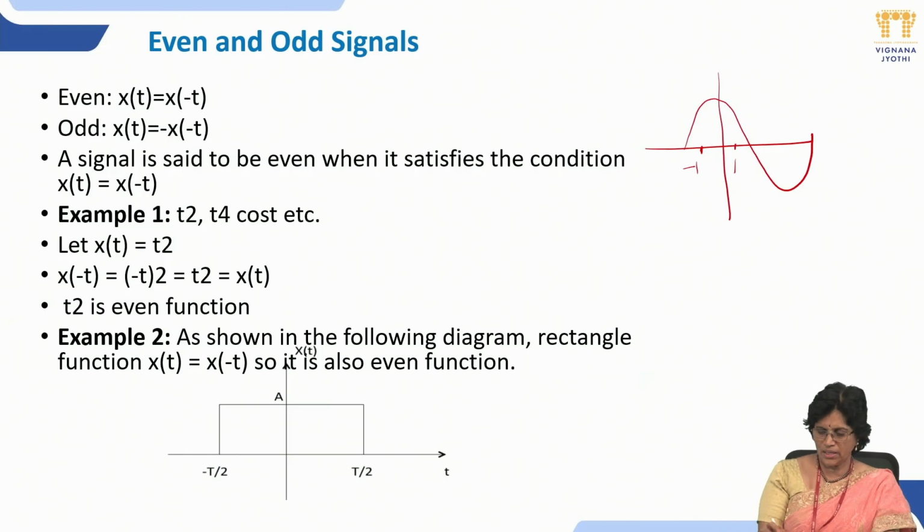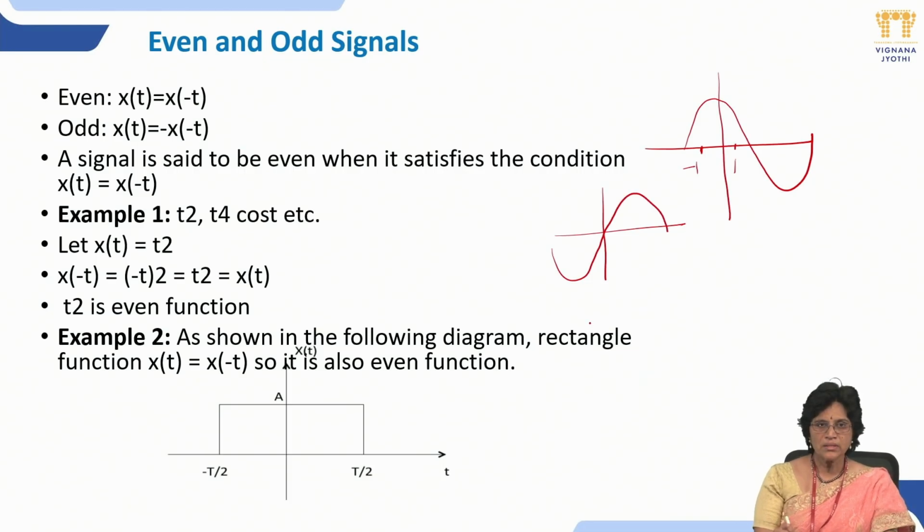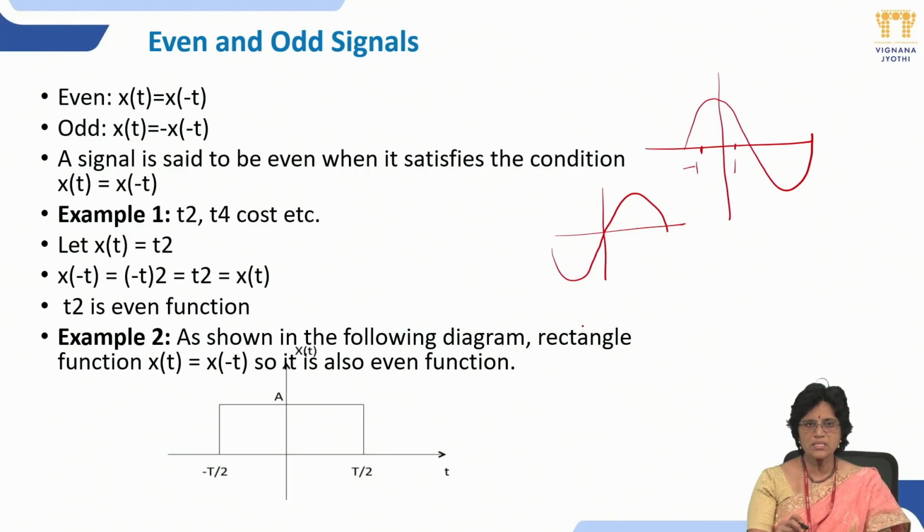Similarly, for an odd signal, take the sine signal; that is odd. It is anti-symmetric about the y-axis. Here x of t is equal to minus of x of minus t. Such a signal we call an odd signal. For example, if you take a pulse with duration from minus T by 2 to T by 2, whatever amplitude you have at minus T by 2, the same amplitude is retained at T by 2. So it satisfies that condition.